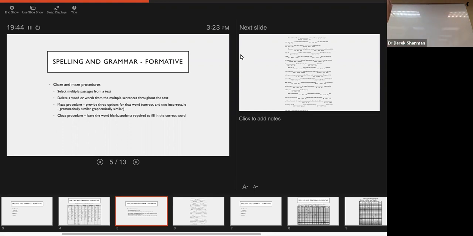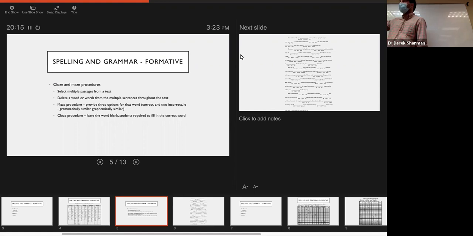So for that, and this can be done as either a formative or a summative process, we have two procedures. One's called a cloze procedure. The other is called a maze procedure. These are two procedures that were developed in the 70s. They're effectively the same thing, as you're going to see. And they are really looking for, can you identify appropriateness in context? All right. How do you do it?